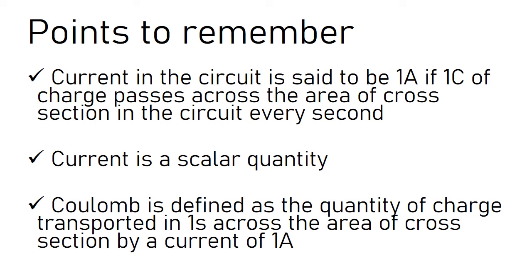What is it? If the current is 1 ampere, then the quantity of charge flowing in 1 second is nothing but 1 coulomb. Is it clear?